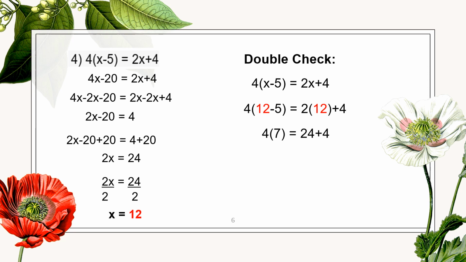And so we compute further. 4 times 7 is 28. 24 plus 4 is 28 also. And so the end is 28 equals 28. And that is correct. That is true. Meaning x equals 12 is correct. That's how we solve linear equations in one variable.